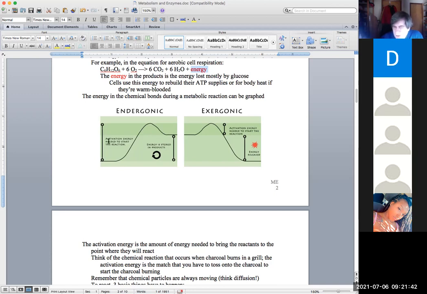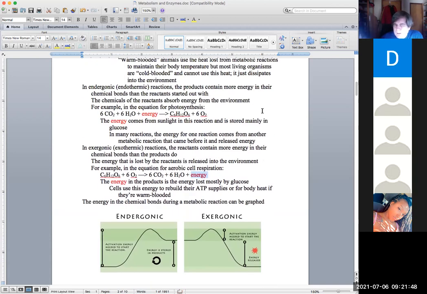Now, how much energy was actually absorbed in this reaction? How much would the free energy be on the reactant side of the equation? Well, if we measured it, that would be the difference in height between where the reactant started out and where the products ended up. That would be how much energy is absorbed from that free energy.